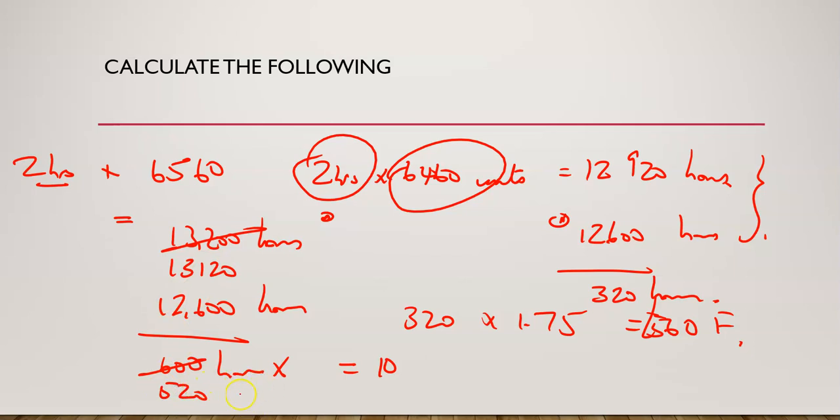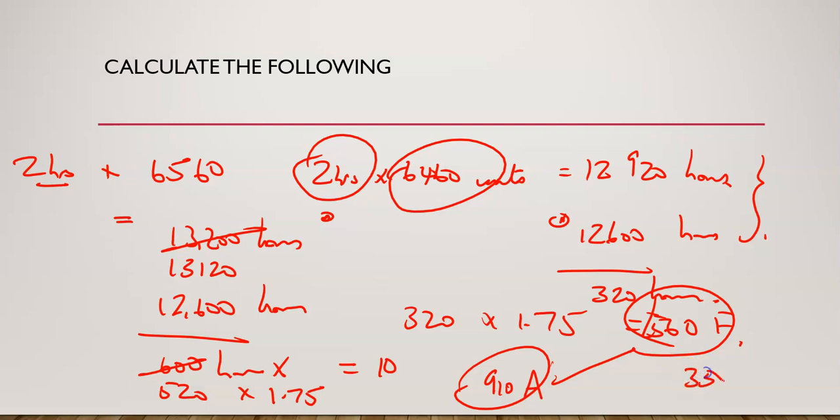So you have 520 times £1.75, which gives you 910. So you have 910 adverse. The key point here is that when you put the two together, 910 adverse plus 560 favorable, you get the 350 adverse that we were talking about in terms of volume.